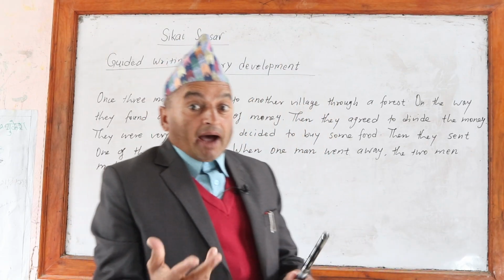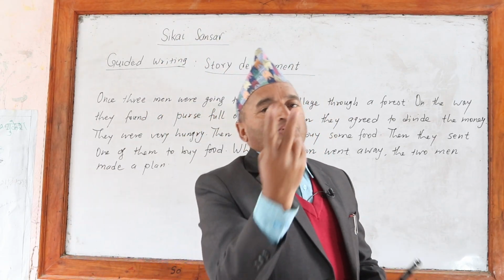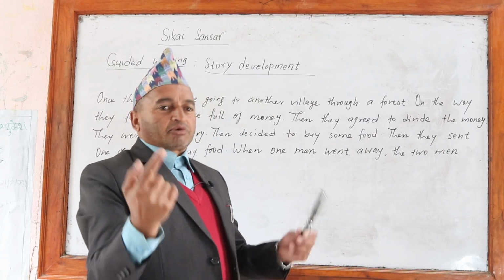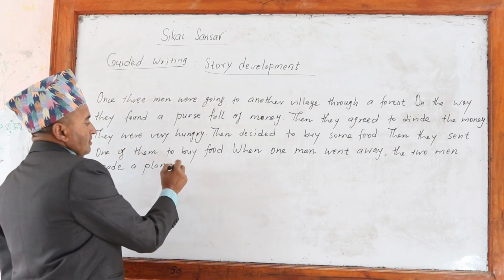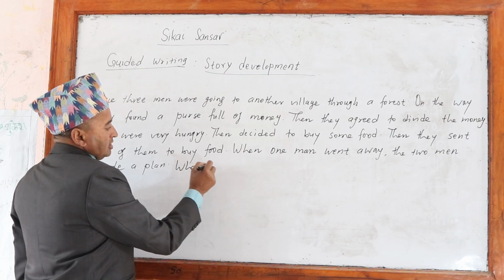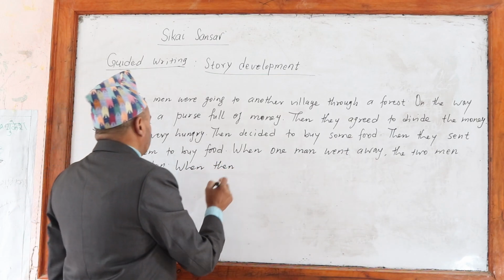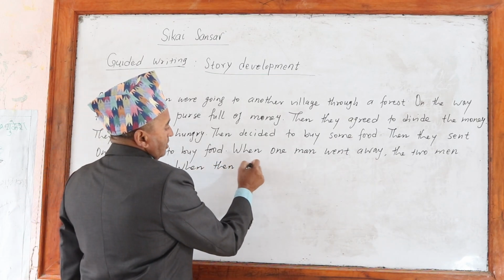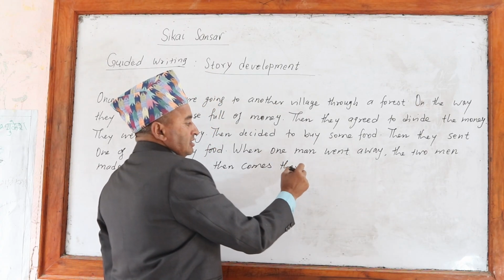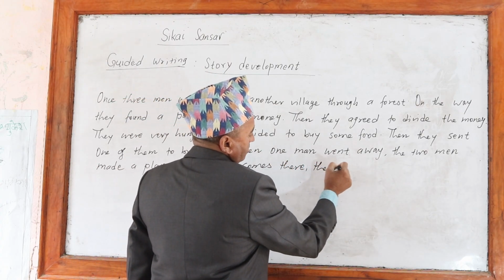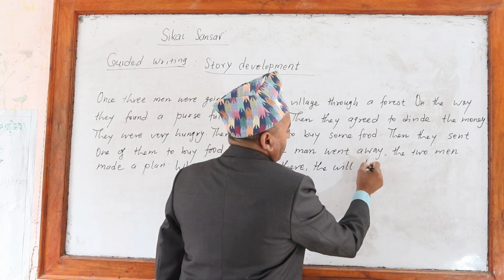They wanted to divide that money into only two parts. Only two men wanted to get that sum of money, and then they made a plan: when the man comes there, they will kill him.